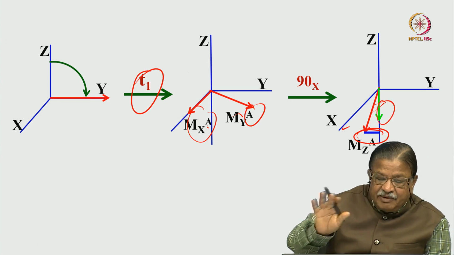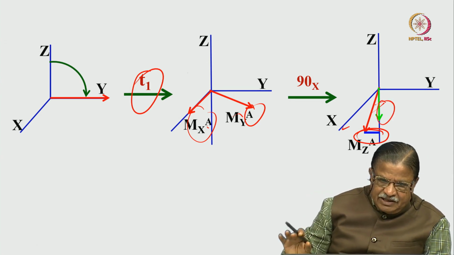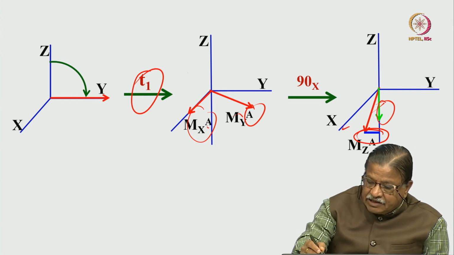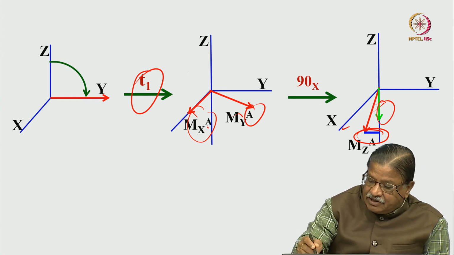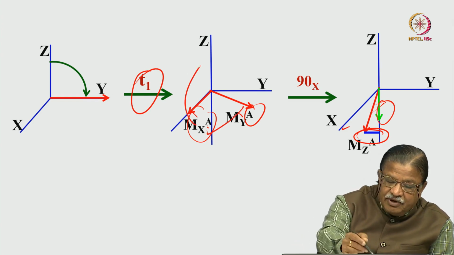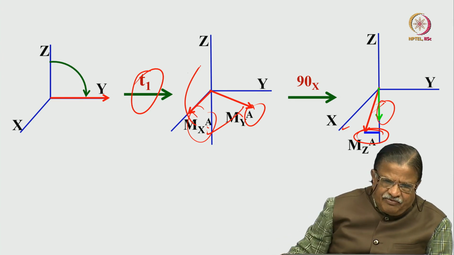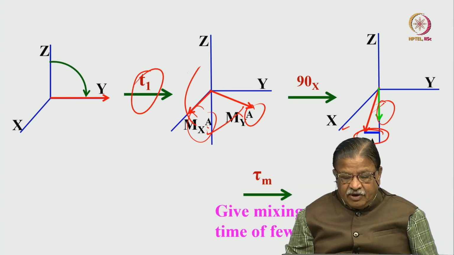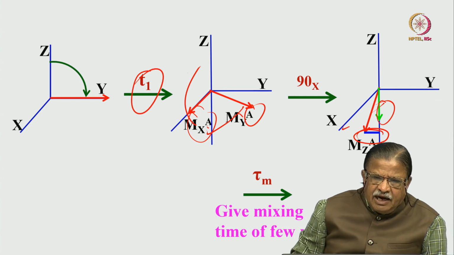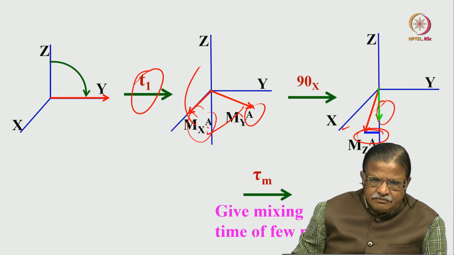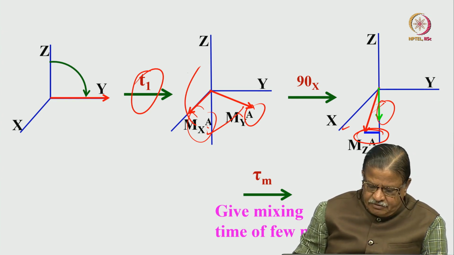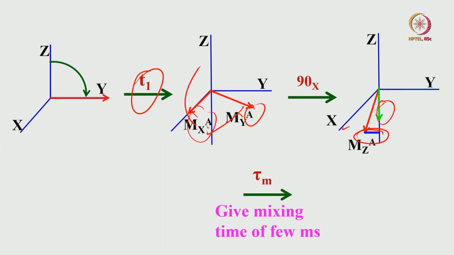X spin, let us say green, remains the same, just for the sake of understanding. And of this component of the magnetization, I am considering only the one which comes here. This one would have moved far away. I am not worried about that. Only one of the components is taken, and give some time for mixing, a few milliseconds, don't give seconds.